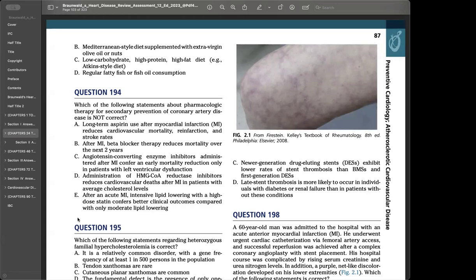D, administration of HMG-CoA reductase inhibitors, that's statins, reduces cardiovascular deaths after myocardial infarction in patients with average cholesterol levels. E, after an acute MI, intense lipid lowering with a high-dose statin confers better clinical outcomes compared with only moderate lipid lowering. Okay, option A, long-term aspirin use after MI reduces reinfarction and stroke rates.